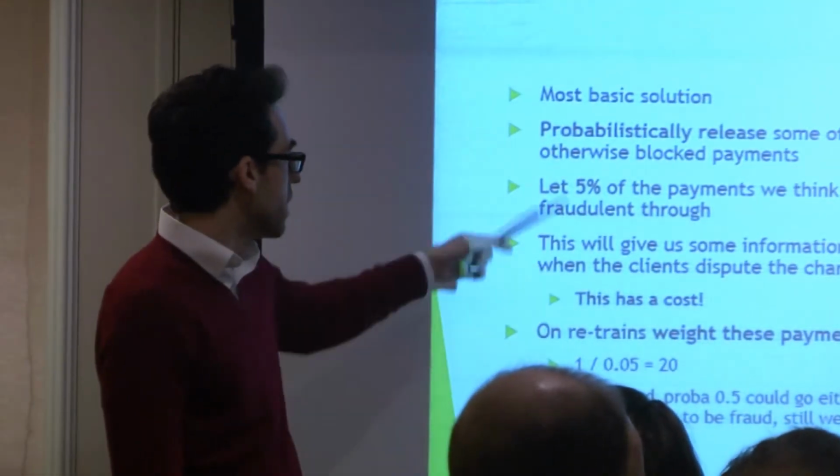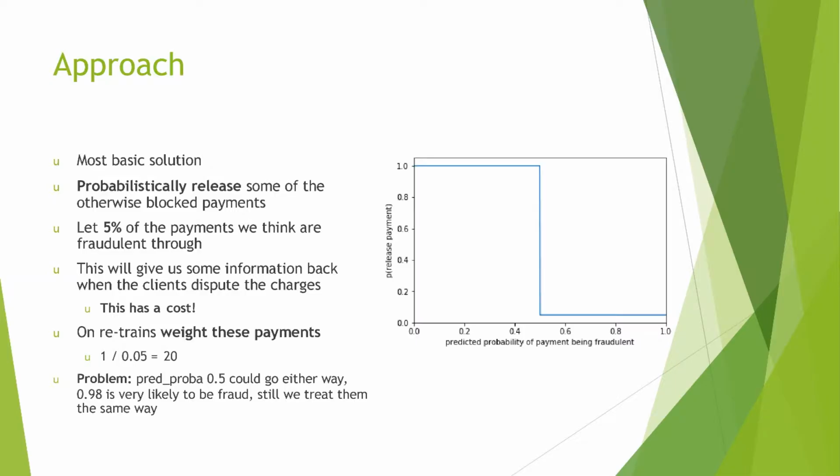This will actually give us some information back for the 5%. Just bear in mind this has a cost, right? Chargeback has a cost, fraud has a cost, so you might want to have a budget for doing this and see what to do. When we get the actual labels, we would weight these payments a bit more to fight against the fact that we only let a few of them through.